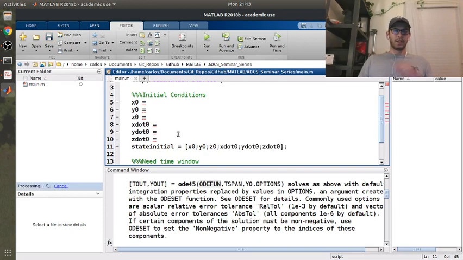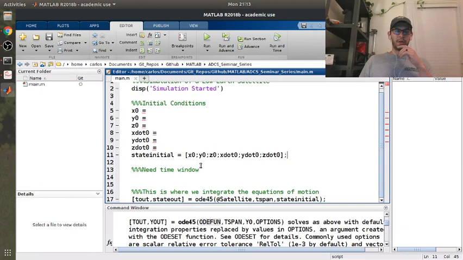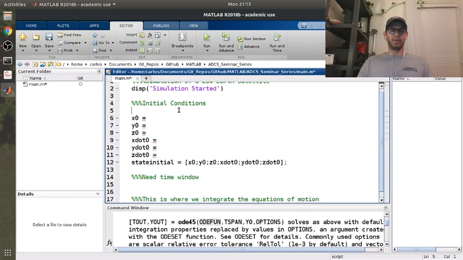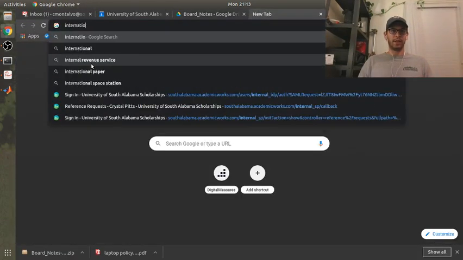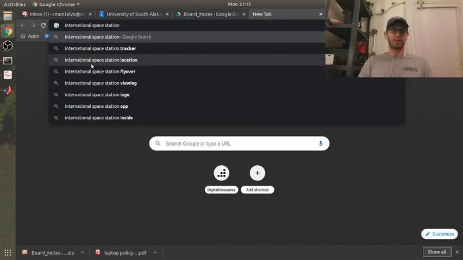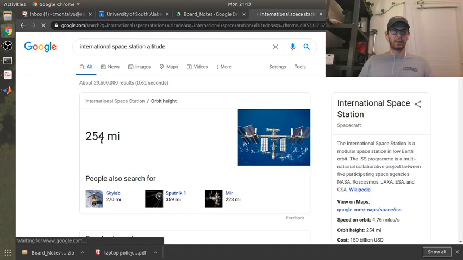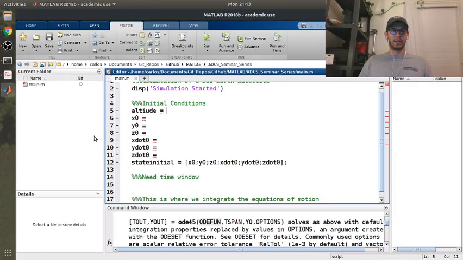In order to put our system in orbit, we need to put it at some altitude above Earth. So I'm going to say altitude. Let's look up the International Space Station altitude. It's at 254 miles above ground level. So 254 times 1.6 times 1,000 gives us meters. That's how many meters above the Earth we are.